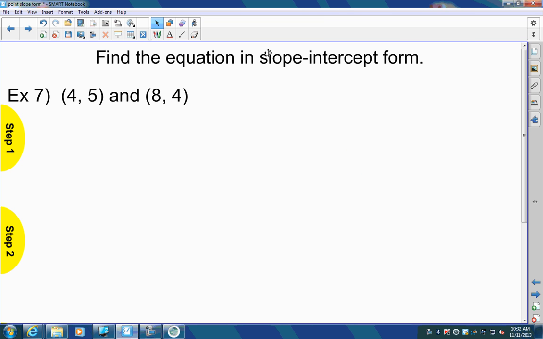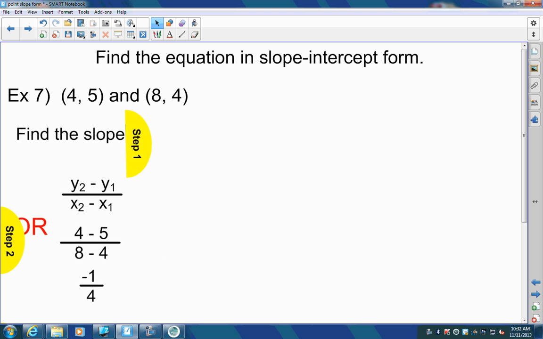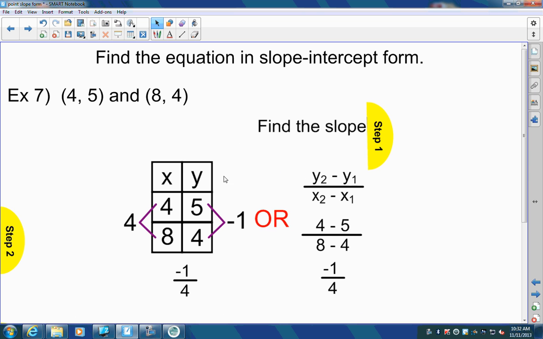So now it asks you to find the equation in slope-intercept form, and it gives you two ordered pairs. So in this case, step 1 would be to find the slope. There's two different ways you can do it. You can do it by the table, where you go delta y over delta x and you get the slope, or the formula for slope, which is y2 minus y1. Remember, we've got x1, y1, x2, y2. So you have y2 minus y1.